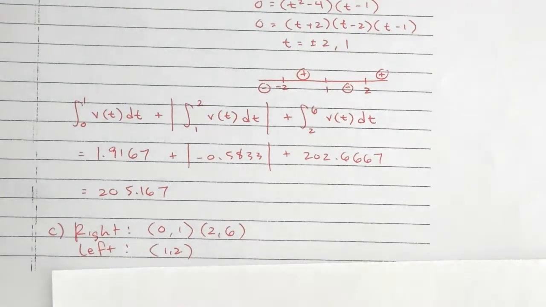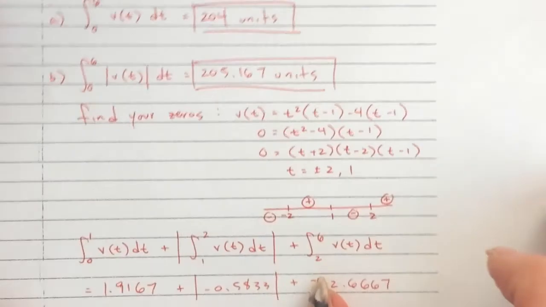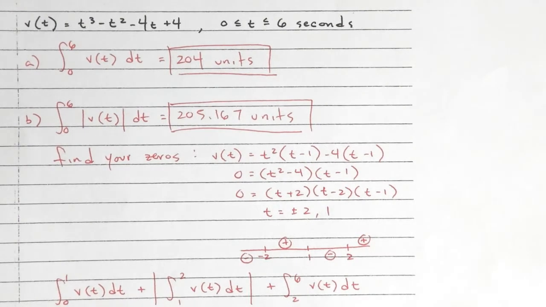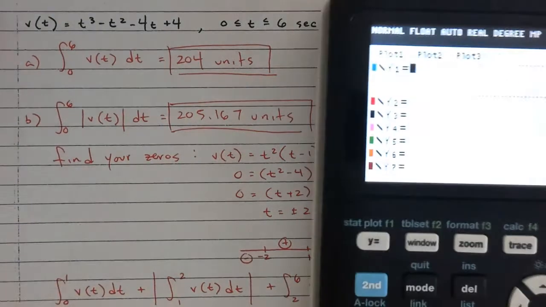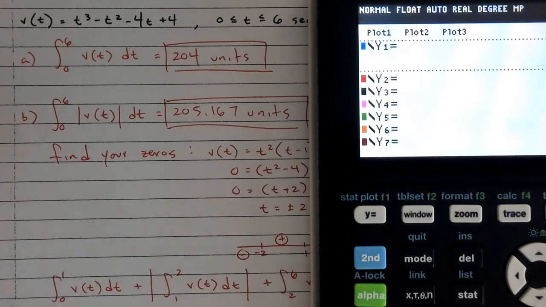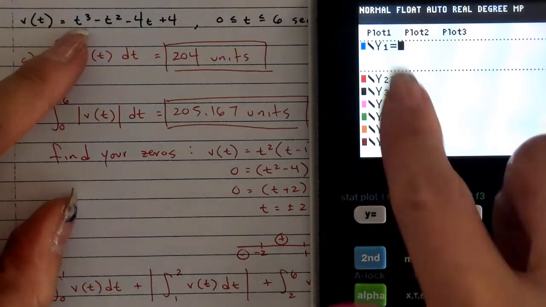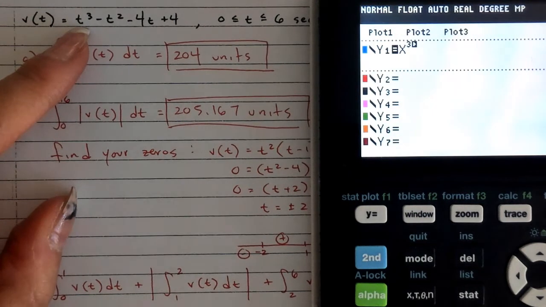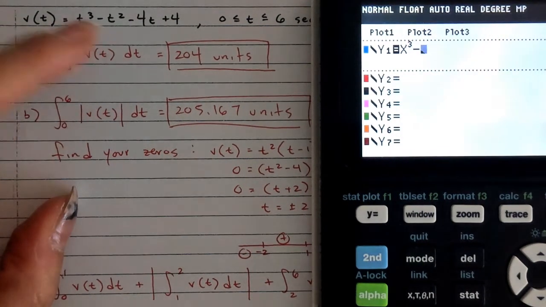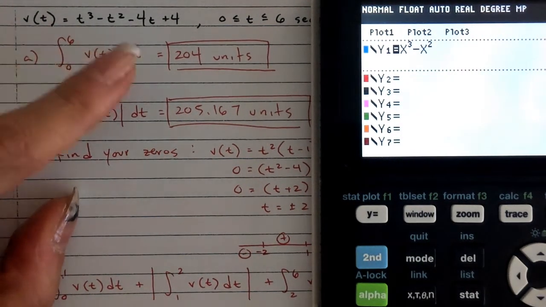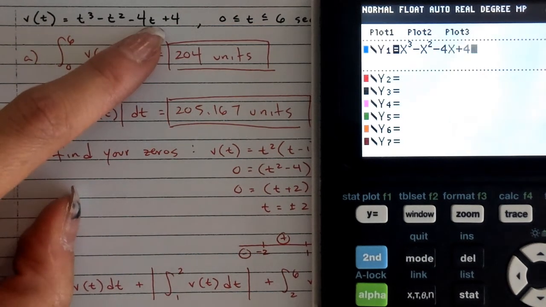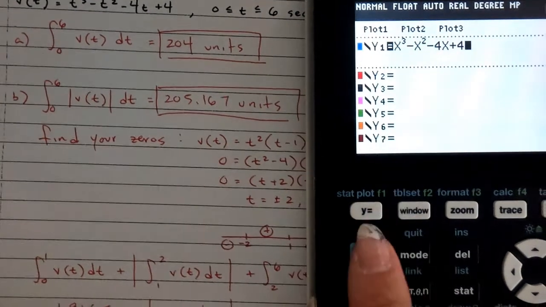Okay? Now I'm going to show you the calculator. If you don't remember how to plug this into a calculator, I'm going to show you now. If you do, great. So I'm going to go ahead and plug it into my calculator. I have y sub 1 equals x to the power of 3 minus x squared minus 4x plus 4. Okay, and then I'm done with that, so I'm going to go ahead and quit.